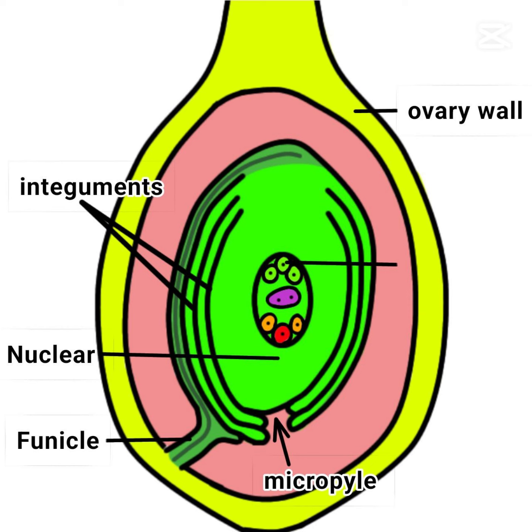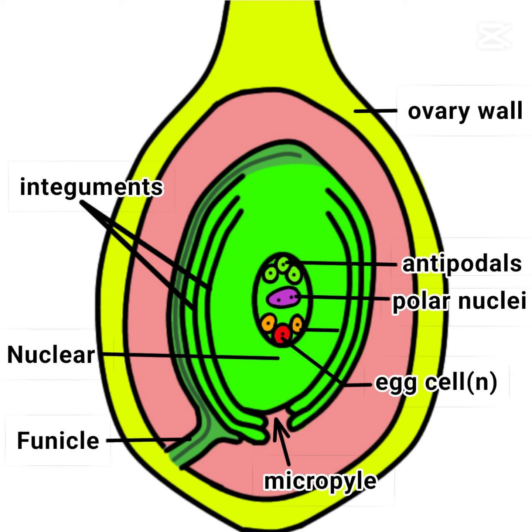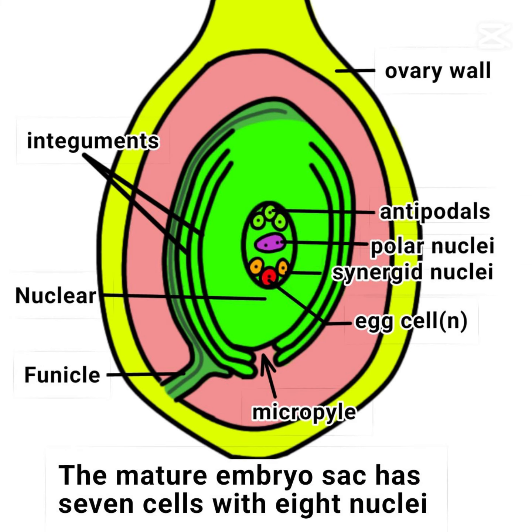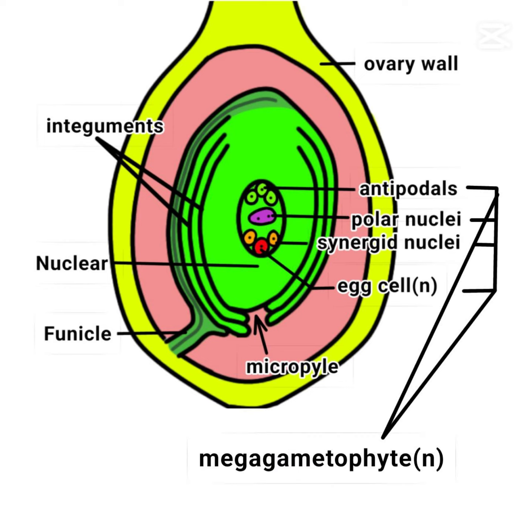Inside the ovule is the embryo sac, which contains 3 antipodal cells at the chalaza end with unclear function, 2 polar nuclei in the center, which form the endosperm after fertilization, 1 egg cell, the female gamete that fuses with sperm to form the zygote, and 2 synergid cells near the micropyle guiding the pollen tube. These together are called the megagametophyte.